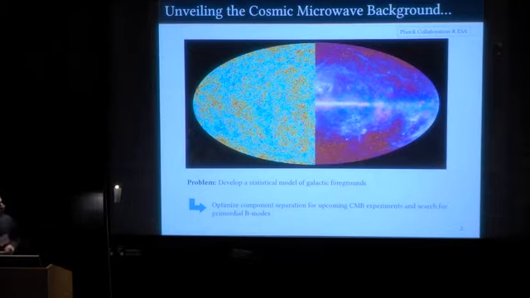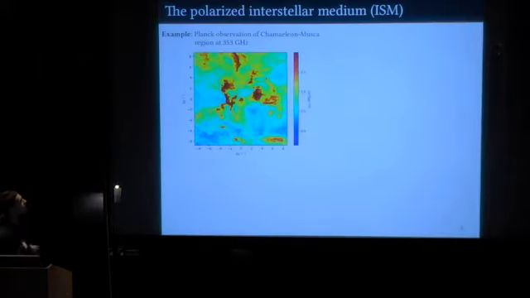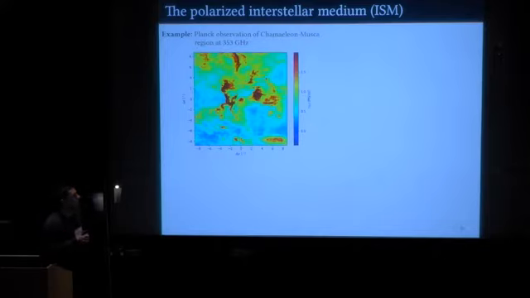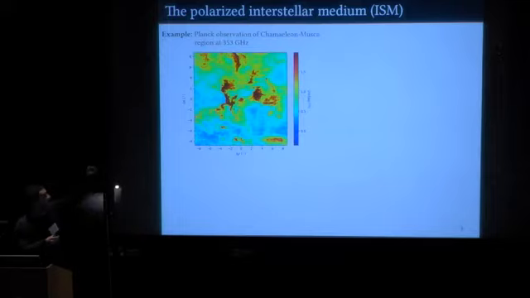And so this is what this talk is about. So what are these galactic foregrounds? These are some emission of the interstellar medium. So I will give you an example of what we see when looking at the interstellar medium. So this is a region of the sky called Chameleon Musca, observed at 353 gigahertz. So at this frequency, what you see is a polarized thermal emission of dust. And you see that you have these filamentary patterns that you need to characterize from a statistical point of view.